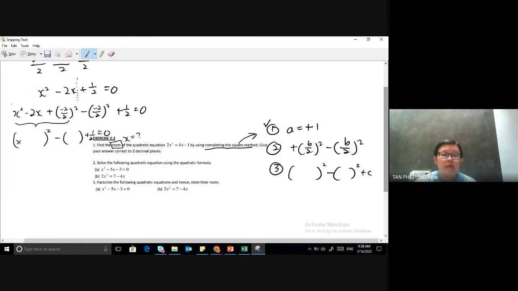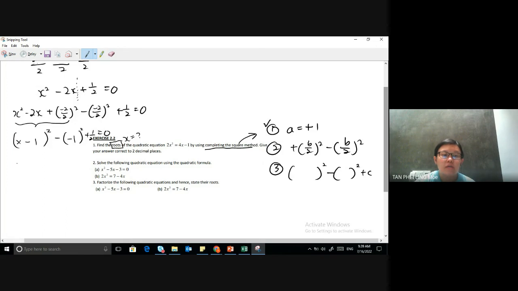So now my x, I take out 1, and then my negative 2 over 2, I bring in. Negative 2 over 2 can simplify, right? It becomes negative 1. Square. And then this one I just copy back, minus 1, also squared, and plus half. Big bracket squared minus small bracket squared plus c.